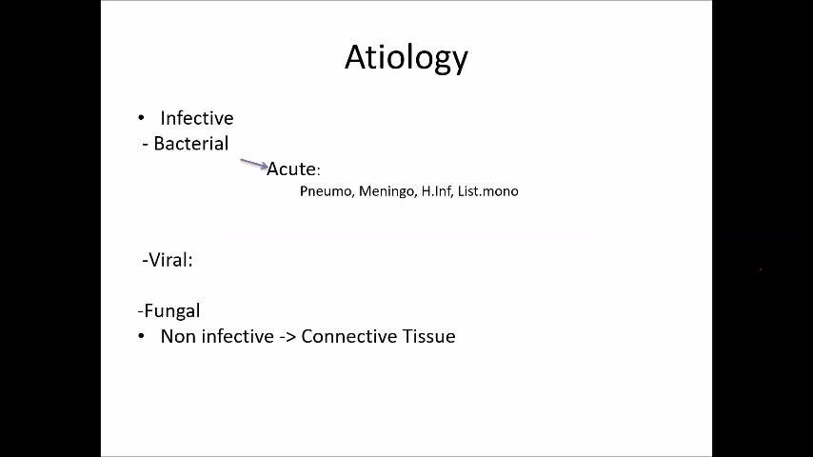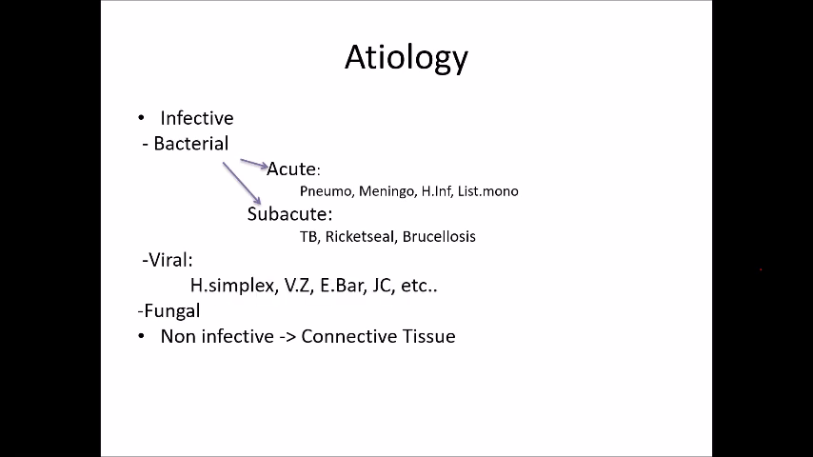Those that are infective, infection can be by any pathogen actually. It can be bacterial, like pneumococcal, meningococcal, Haemophilus influenzae, and Listeria monocytogenes, the one that we saw, or it can be subacute. This will be the basis for our next lecture, which can be TB meningitis or brucellosis or fungal. Sorry, if it's bacterial, TB meningitis, or rickettsial or brucellosis.